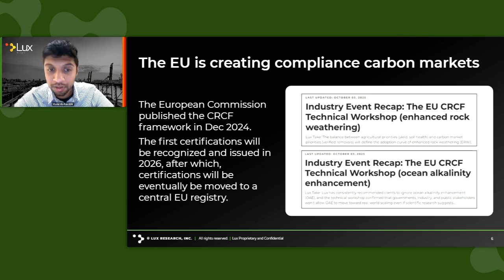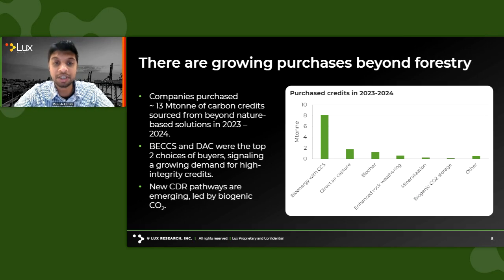So you've seen all the options available for CDR, but what are companies on the ground actually buying? In the last 2 years, companies purchased about 13 megatons of carbon credits from projects that are beyond forestry. And BECCS, or bioenergy with CCS, and DAC stand out as the top two in terms of purchase agreements. So despite their high price today, the market is showing that there is growing demand.